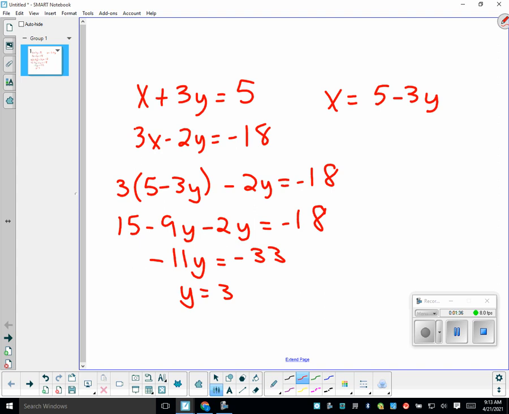When I know y, I can plug it in here and say x equals 5 minus 3 times 3. Now, the whole thing is, though, what we're finding is a solution, which means it is a point. So my answer is negative 4, 3. Oh, I like this. I really like this. That is substitution.